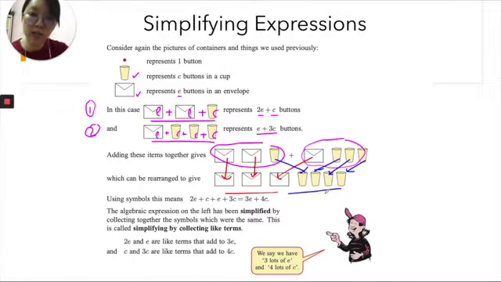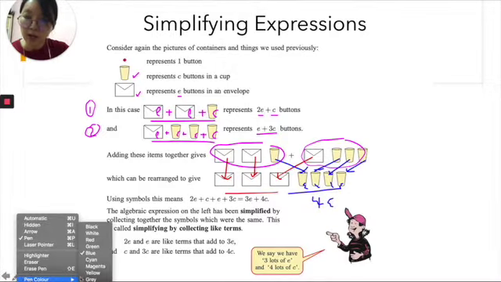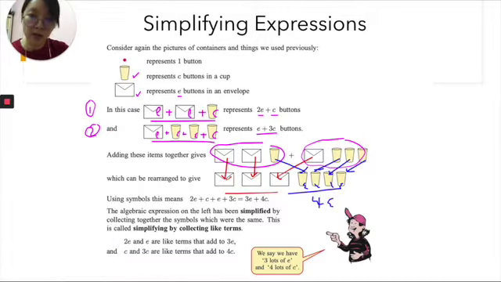So altogether, I'll have C, C, C, C. So I have 4C here. And on my left, envelope, each of them, I'll have E buttons, E buttons, E buttons. Altogether, I have 3E buttons. So, by arranging all the envelopes together, all the cups together, I get 3E plus 4C here.